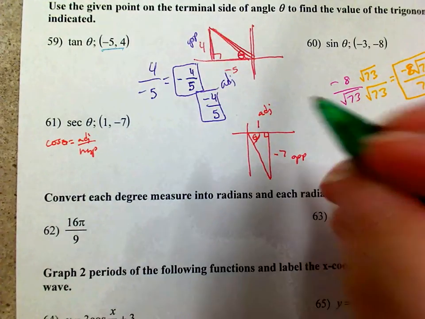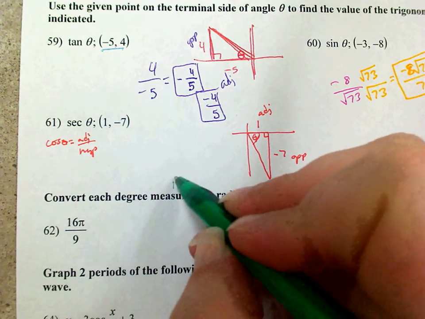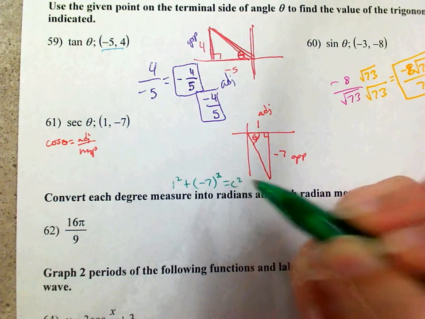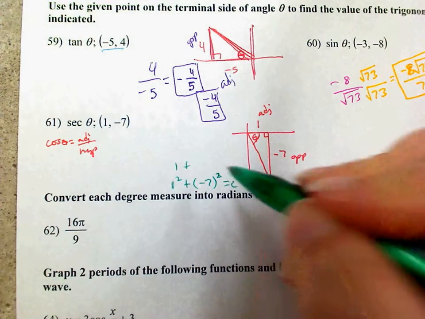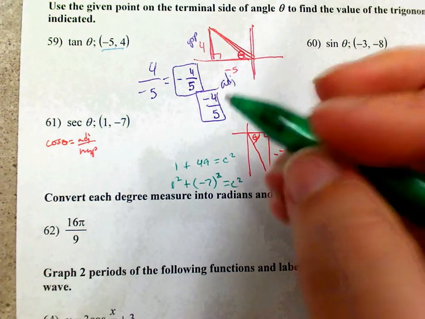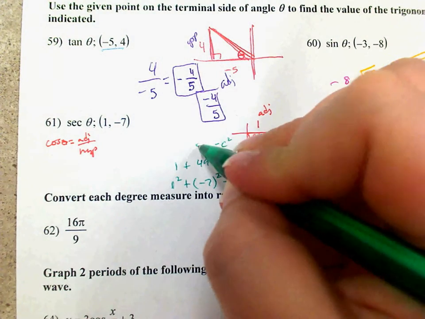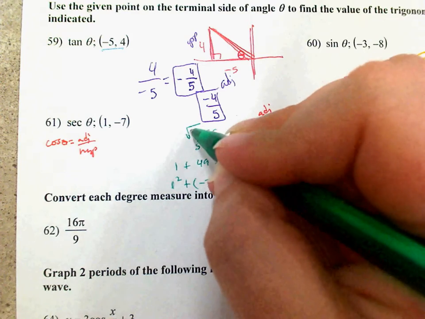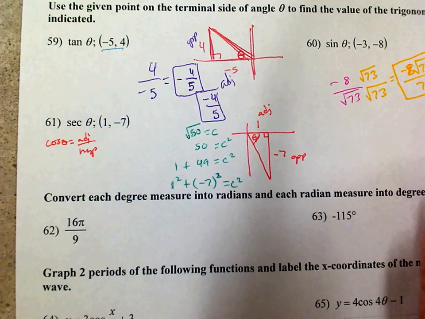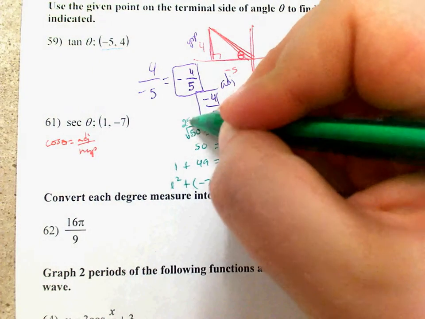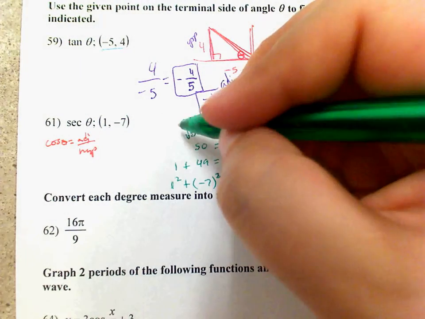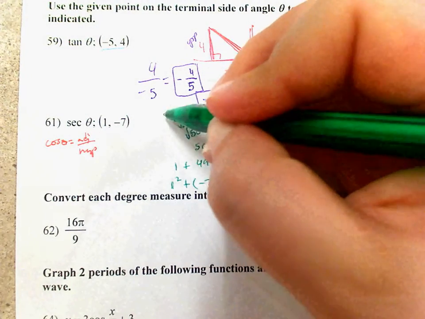a squared plus b squared equals c squared. 1 squared is 1. Negative 7 squared is a positive 49, which means we've got c squared equals 50, or c equals the square root of 50. If c equals the square root of 50, then again I have to think what perfect square goes into it. And the largest one is, or the only one, 25 times 2. So the square root of 25 times 2 is 5 root 2.